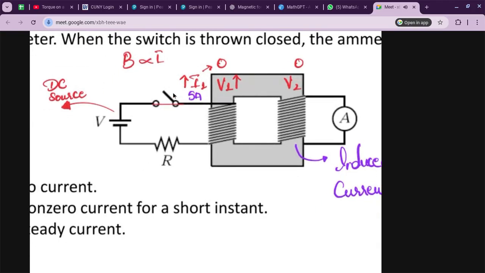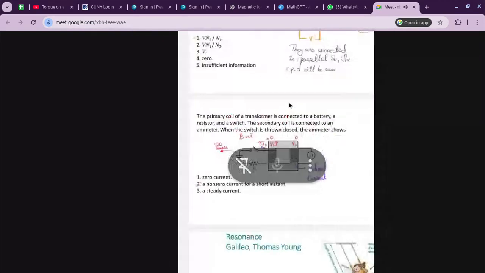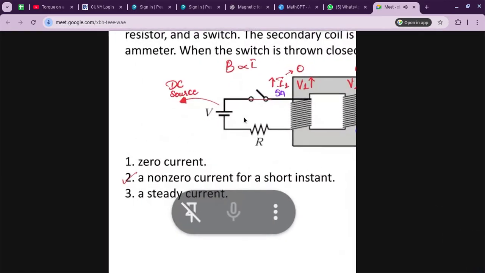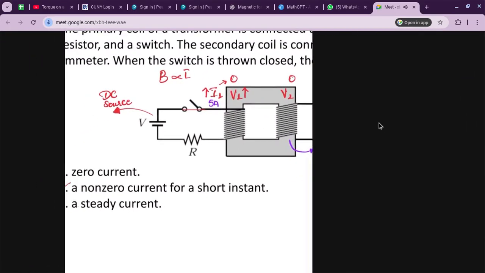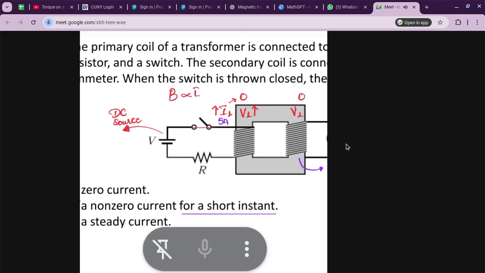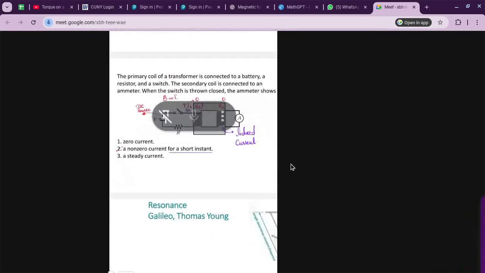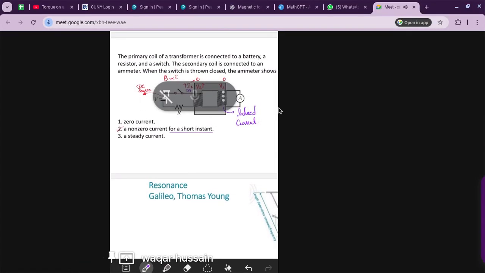So if there is no change in current, is there any chance that the magnetic field changes? No. If the magnetic field won't change, is induced current produced in the secondary coil? No. So it means that the value of current in the secondary coil is non-zero for a short instant, and after that the current will be 0. Simple. Got it? Okay.